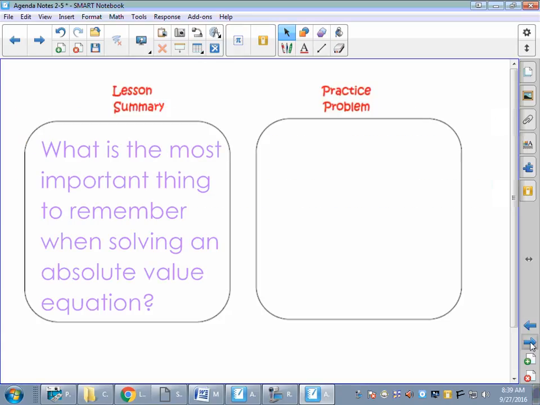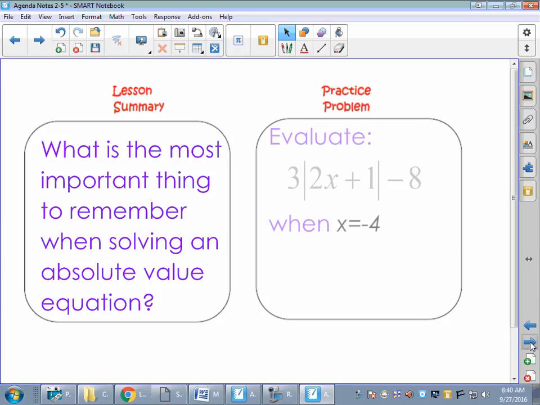So, lesson summary. What's the most important thing to remember when solving an absolute value equation? I know what I think is the most important thing to remember, but perhaps you have something else, something that you need to remember when you're solving one of those equations. I can actually think of a couple things that could happen. And I've just got an evaluate. So this isn't solve. You're going to just substitute that negative 4 into that absolute value expression and give me a final answer.